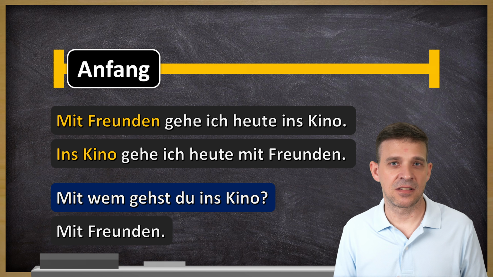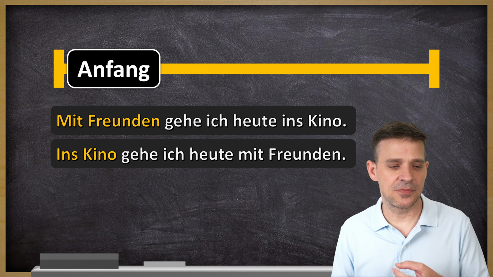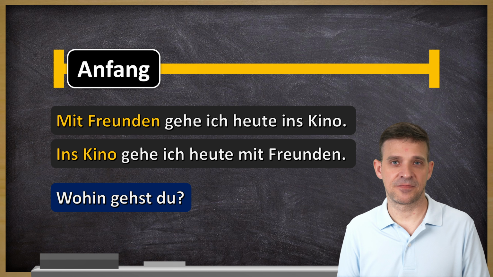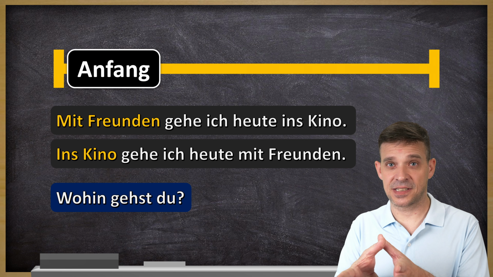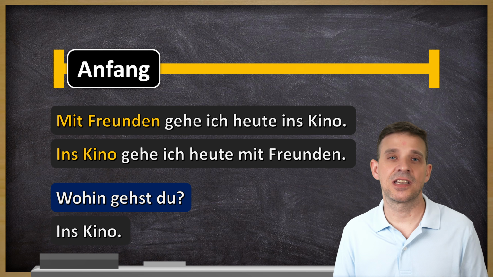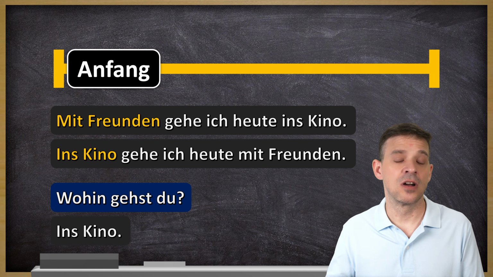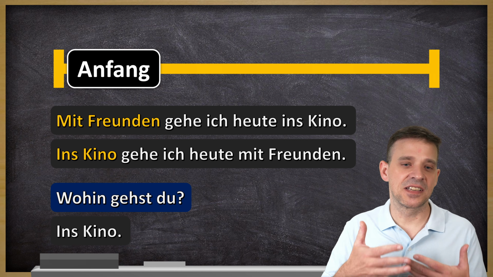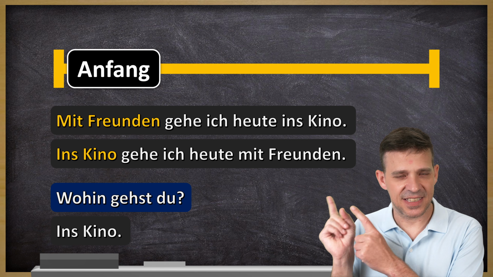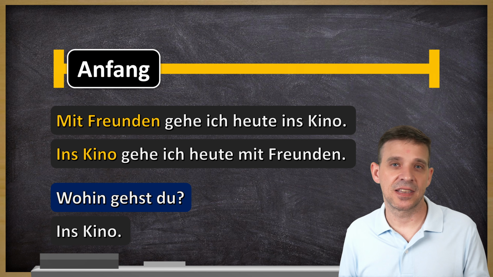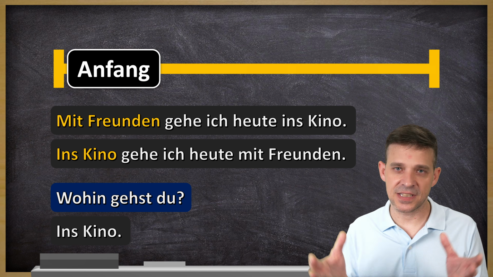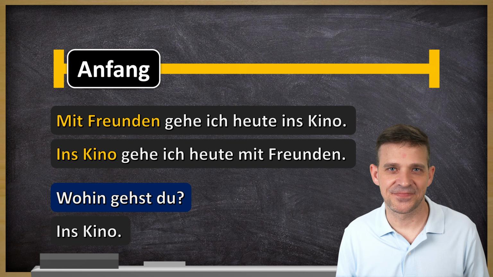And for the second example or answer, this would be maybe the question, wohin gehst du? Where are you going? So the place is the most important information, right? And therefore, we would just answer ins Kino, just like this. Or, again, the complete sentence would be, ins Kino gehe ich heute mit Freunden. Again, this kind of sentence we wouldn't say. It's grammatically possible, but if the question is wohin, we would just answer with the place.